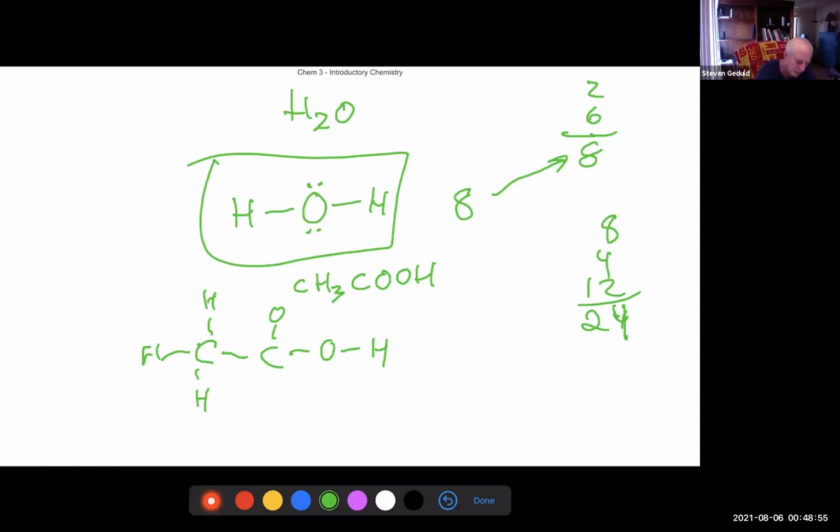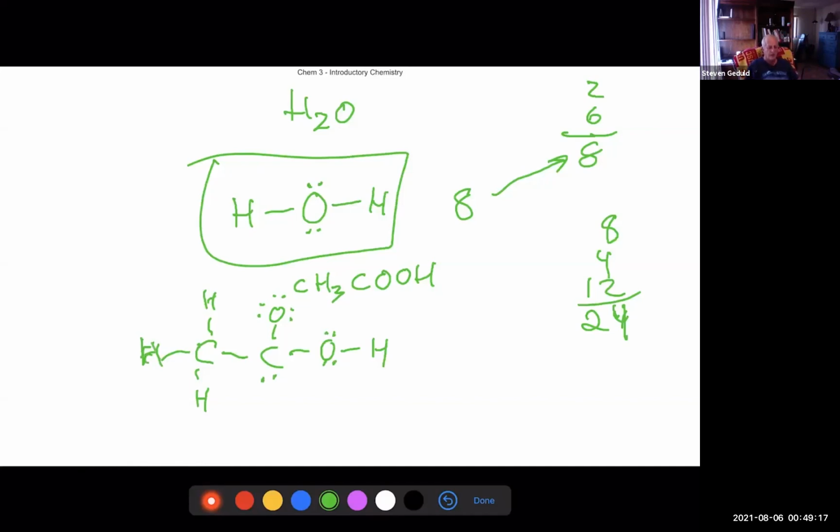So we make oxygen have 8, and carbon have 8, and everything else has 8. First carbon has 8, second carbon has 8. Oxygens both have 8, and hydrogens each have 2. That's a hydrogen. Count your electrons.